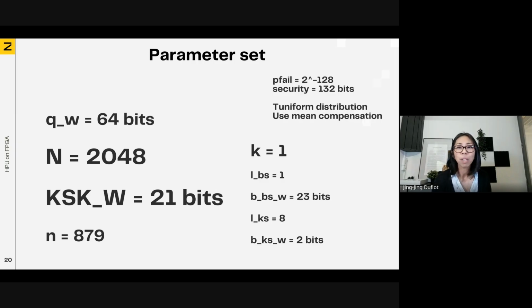One exotic parameter here is the size of the key switching key, which is 21 bits. This value has been verified by our optimizer, the lattice estimator, and a lot of noise measurements. This value is very handy for us. First of all, of course, it reduces the size of the key switching key, but it also reduces the size of the operators that we are using in the key switch. And you will see that this is quite important for us.